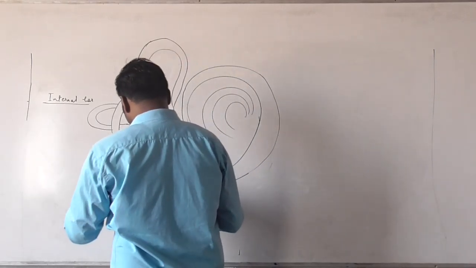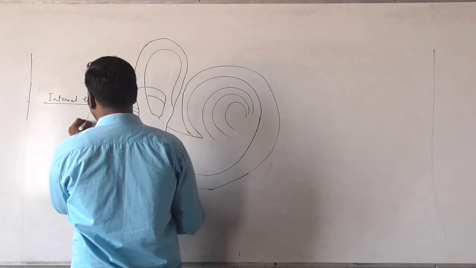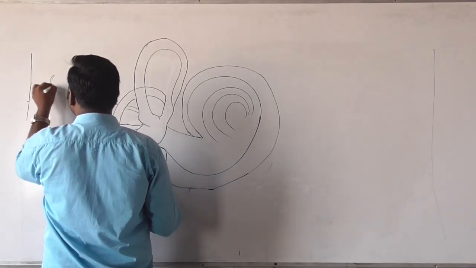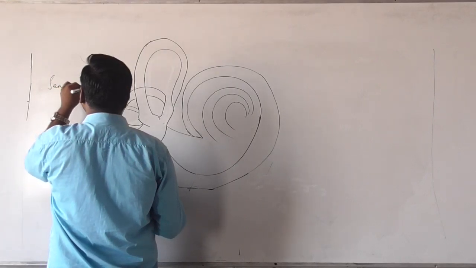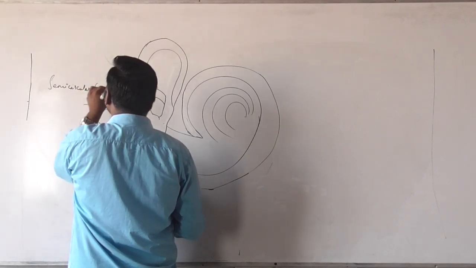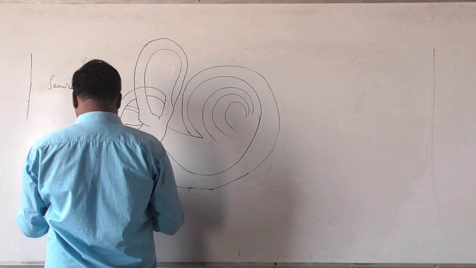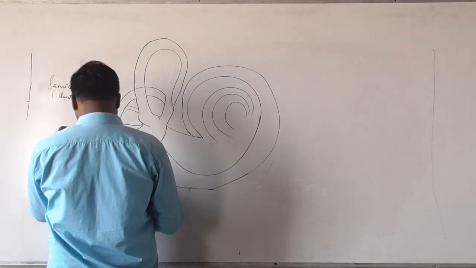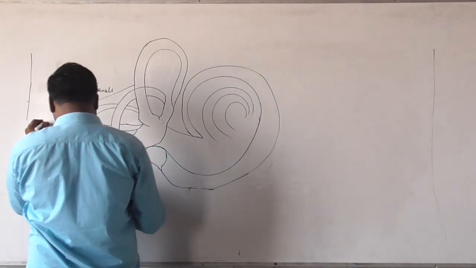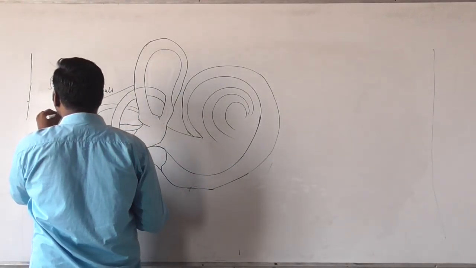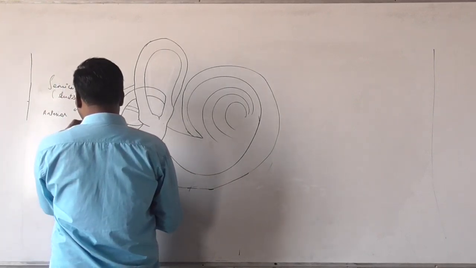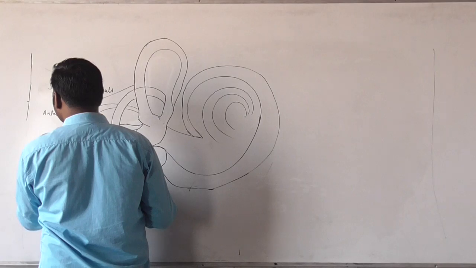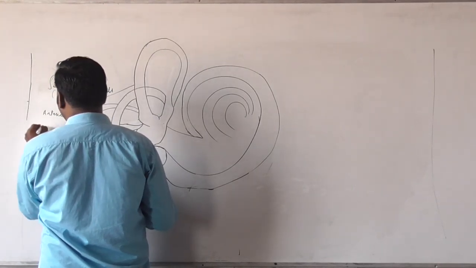This is the structure of the internal ear. You can label it. This is the semicircular canals, which contain the ducts. This part is referred to as the anterior part of the semicircular canal. Then this one is the posterior, and this one is the lateral part.